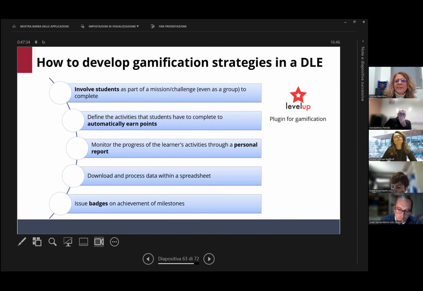Well, for instance, if I use the plugin Level Up, this is an example, it is a very easy plugin that you can use in a digital learning environment. What can you use it to do? To involve students as part of a mission, challenge, even as a group; to define the activities that the students have to complete to automatically earn points; to monitor the progress of the learners' activities in a personal report; to download and process data within a spreadsheet; to issue badges on achievement of milestones.